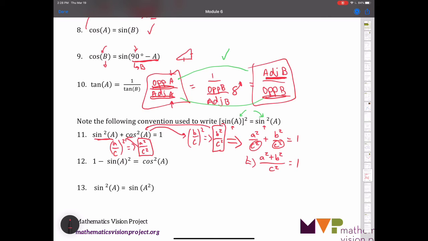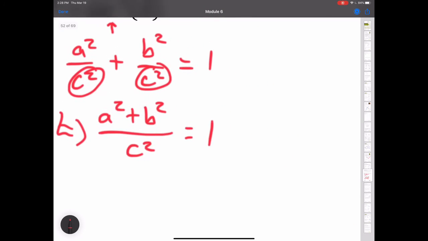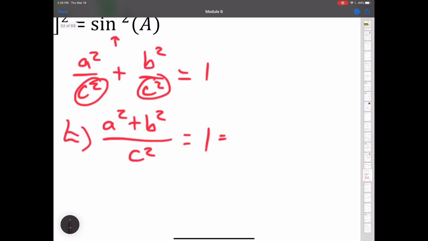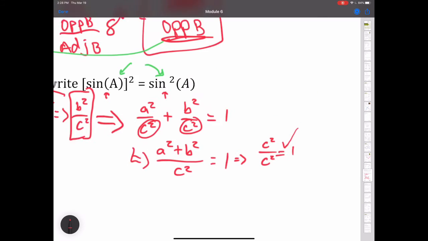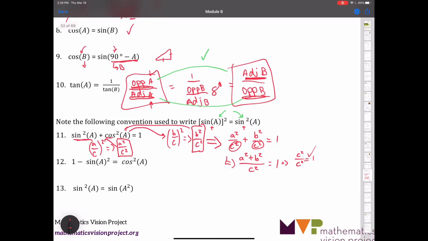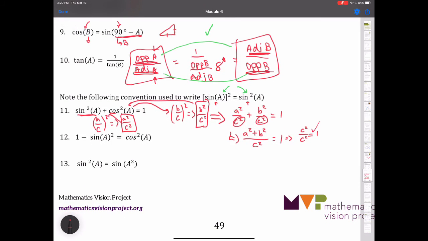Well, here comes that theorem that we proved not too long ago. What is a squared plus b squared equal to? Well, thank you, Pythagoras. We know that a squared plus b squared is equal to c squared. So I'm going to substitute c squared there in the numerator. Guess what? C squared divided by c squared is in fact 1. There you have it. All right. I'll give you another second to look at that, have a gander, before we move on to the next one.